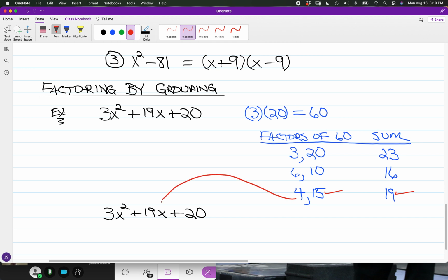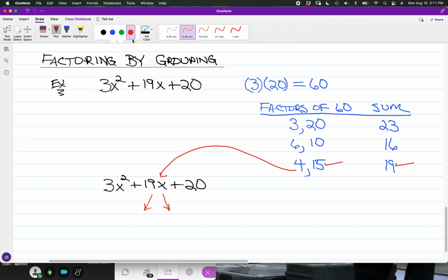With the numbers 4 and 15, there will be variable terms that will arise from splitting up the 19x. So you still have, at the front, 3x squared. And with both 4 and 15, it doesn't matter which one you have at the front. I'm just going to put this as I originally have it. Let's say the first x term will be 4x, and 15x will follow, followed by the addition of 20.